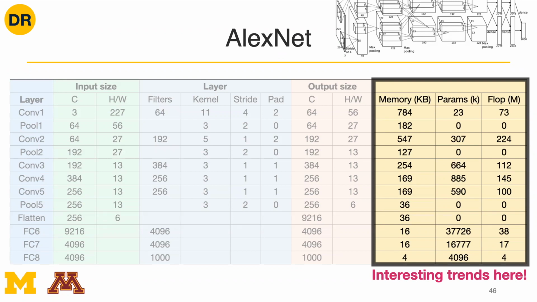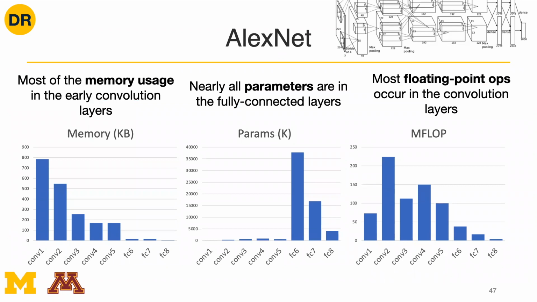Okay. Now let's summarize this. If you're looking at memory, the convolution layers take more memory, especially for this particular architecture. If you're looking at the parameters, the parameters shoot up when you start looking at fully connected layers. And in terms of floating point operations, convolution layers take more than the fully connected layers. This is interesting to note, because in the next set of architectures, we'll see how they differ from this and how they are trying to improve.